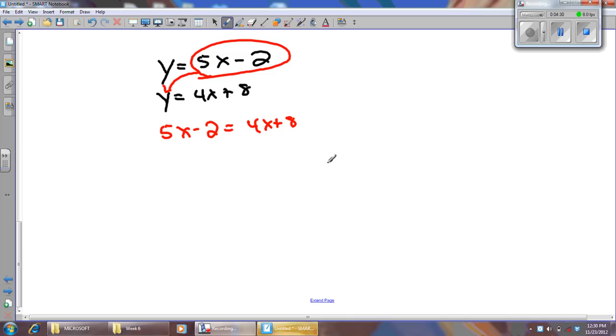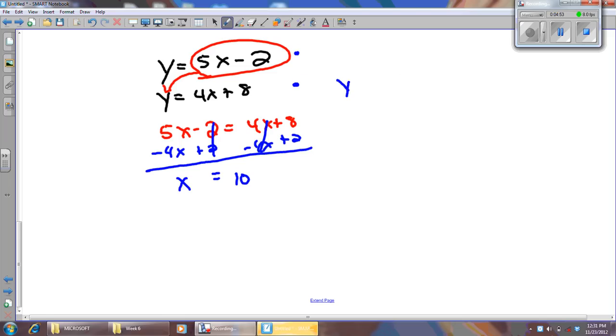Okay, I'm going to subtract 4x from both sides. And I'll add 2 to both sides. And I'll get x. Those will cancel. Those will cancel. And I'll get 10. So I know that x is 10. Now, I'll plug 10 in for x. I'll substitute it into one of those equations. I'll choose the second one. Really hard to make a bad choice in this problem. Follow my order of operations and get 40 plus 8, 48. So the solution to this is (10, 48).